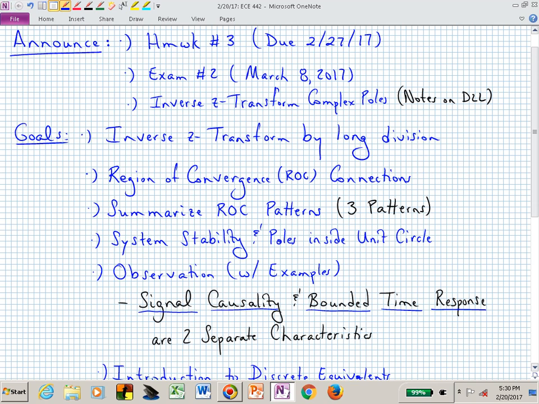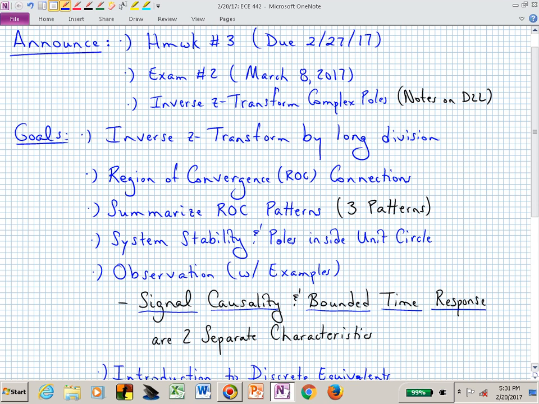Exam number 2, as a reminder, is March 8th, and I put some inverse Z transform notes on D2L that we won't cover in class, but I think will be helpful in problem number 2 of homework number 3. They should help you inverse Z transform when you have complex poles in the Z-plane.